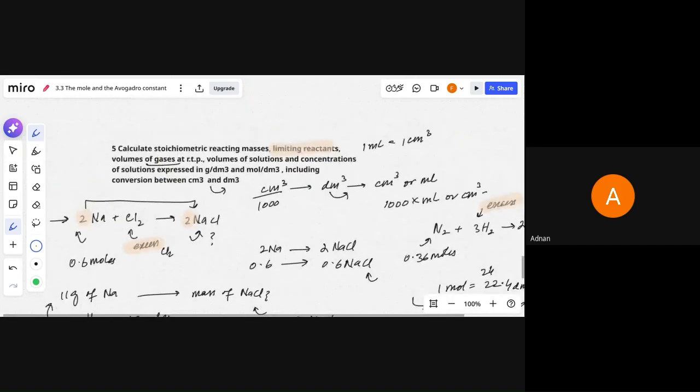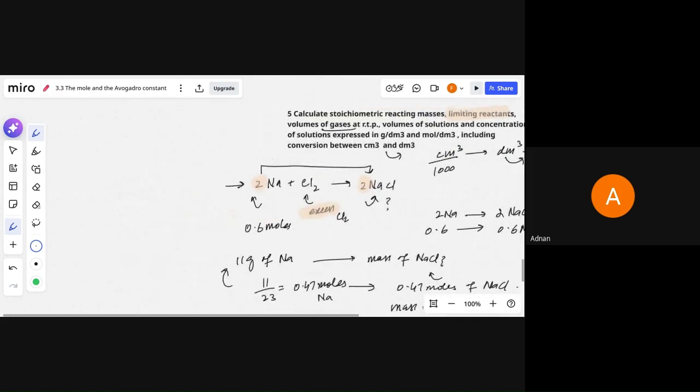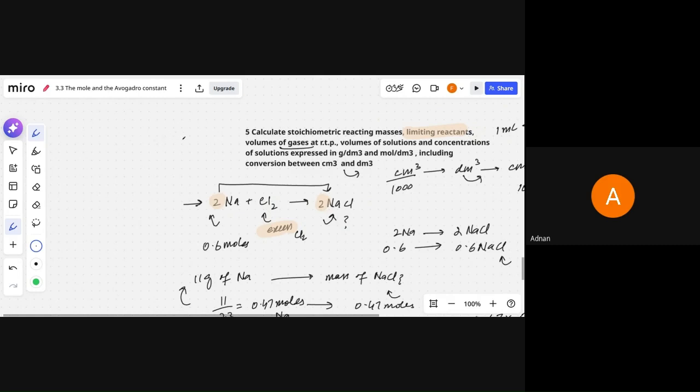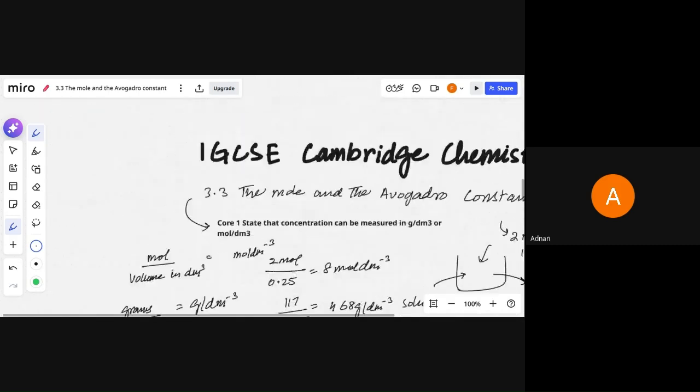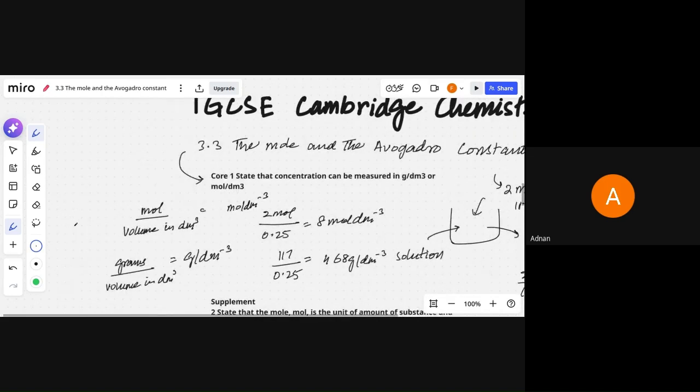And now volumes of solutions and concentrations of solutions, expressed in grams per dm cube and moles per dm cube. For solutions, molar calculations are a bit different, but I have already explained the formula in our first topic. So these are the two formulas that we use: moles over volume and grams over volume, and the volume in both of them is dm cube, right?